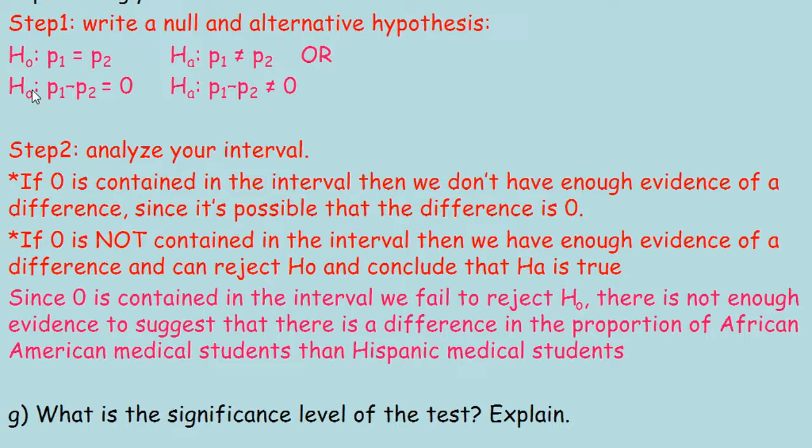We failed to reject the null hypothesis, and we don't have enough evidence that there is a difference between the proportion of African American and Hispanic medical students. So in other words, like I told you, based on that interval, it's likely that the proportions of African American and Hispanic medical students is about the same. So you can write that down.